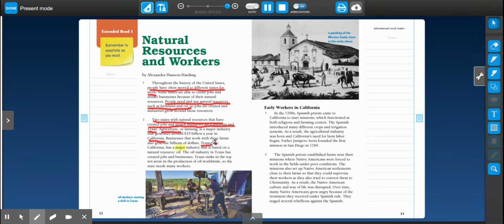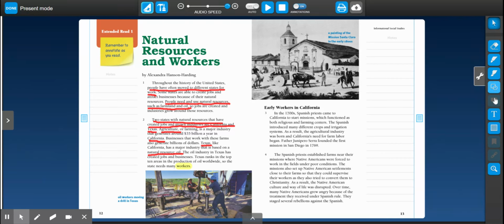Texas, like California, has a major industry that is based on a natural resource: oil. The oil industry in Texas has created jobs and businesses. Texas ranks in the top 10 areas in the production of oil worldwide, so the state needs many workers.